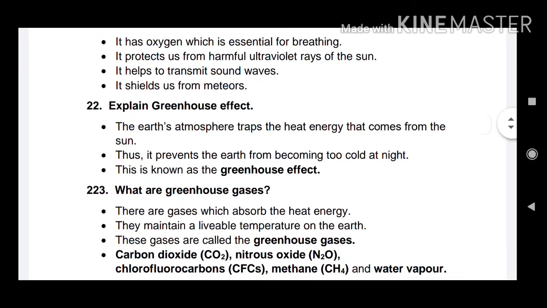Next question. Explain greenhouse effect. The Earth's atmosphere traps the heat energy that comes from the sun. Thus, it prevents the Earth from becoming too cold at night. This is known as the greenhouse effect.